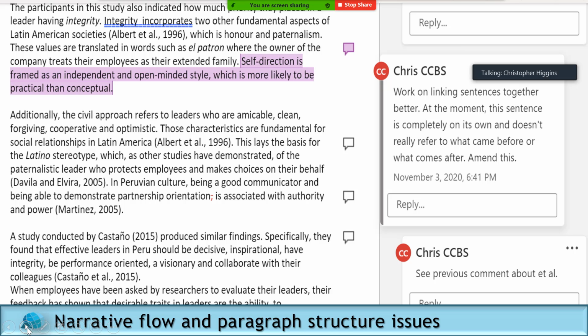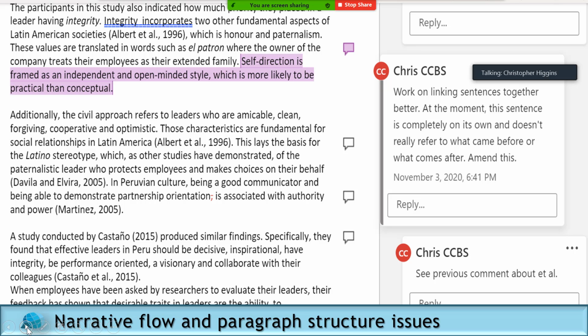So they say these values are translated in words such as El Patron, and I was saying I would have liked to see an English translation there for that, where the owner of the company treats their employees as their extended family. What I'd like to see after that is an example. Because how leaders in Peru treat their employees as extended family might be different from how they do that in Japan, Papua New Guinea, Sri Lanka, UK, Germany, Malta, etc. What makes this local is a good example.